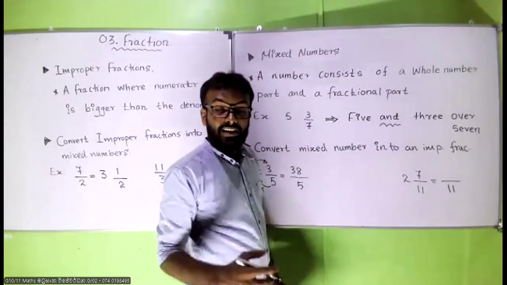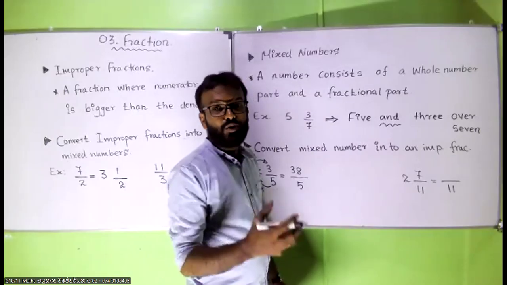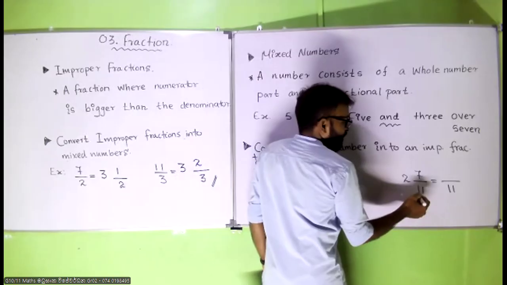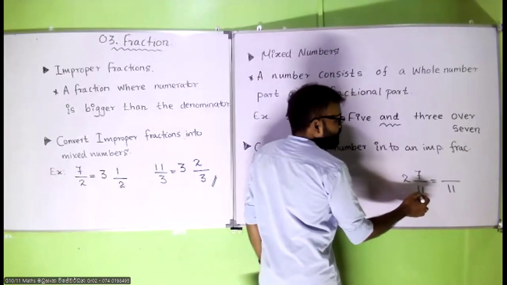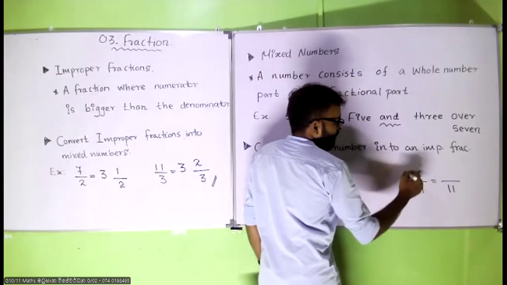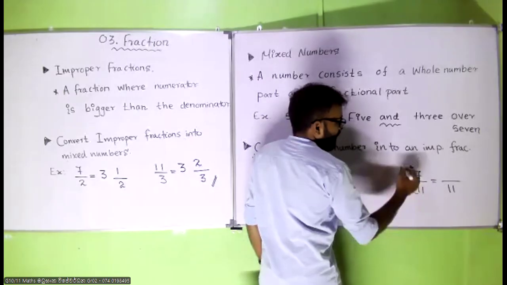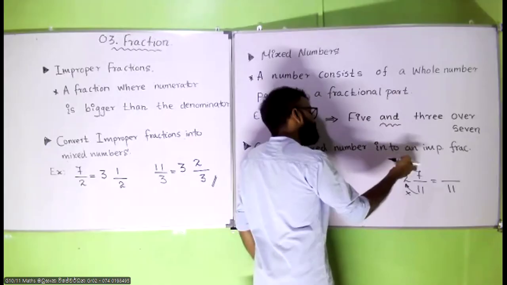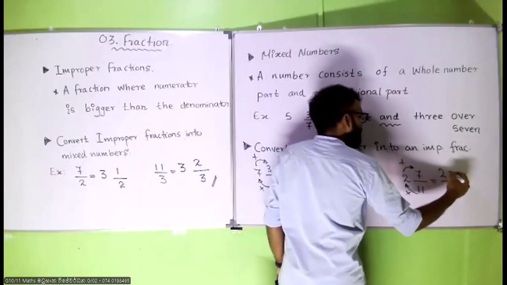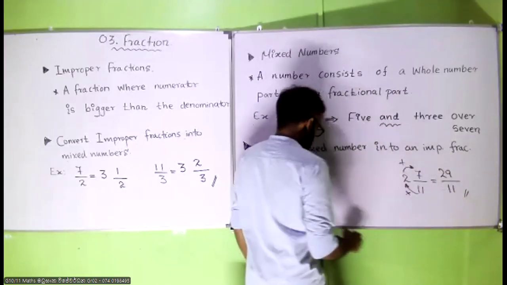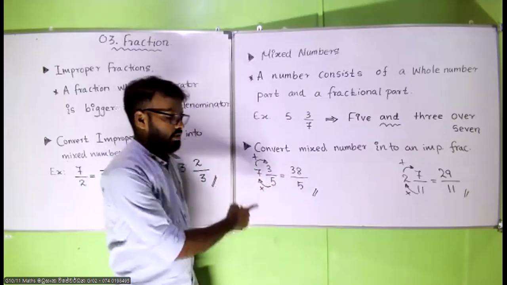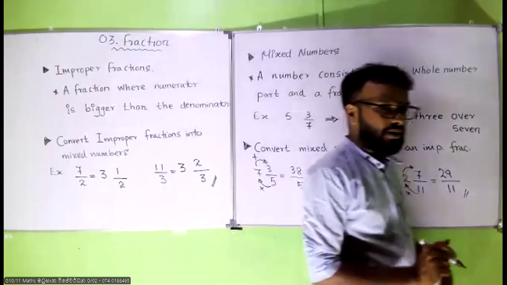So in grade 9, that's how I am going to teach. If I apply the clockwise method to this one, multiply: 11 times 2 is 22. 22 plus 7 is 29. So the numerator is 29. So these should be the answers, not 37, 38.